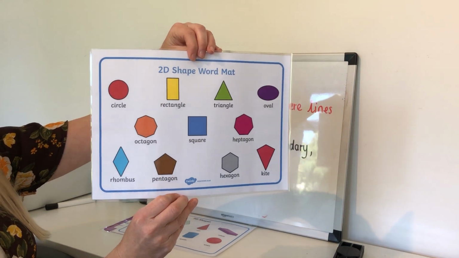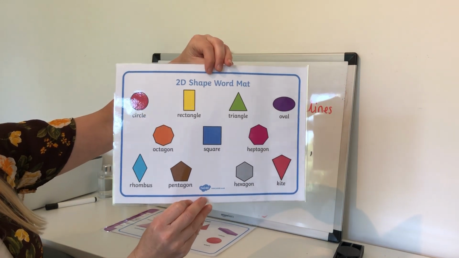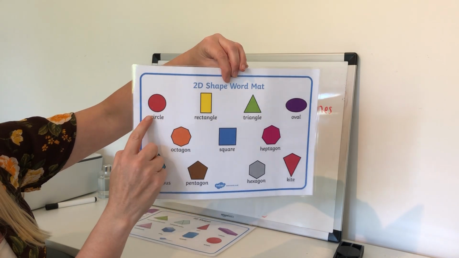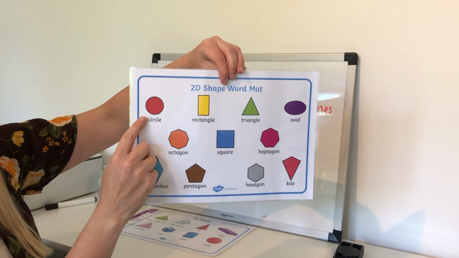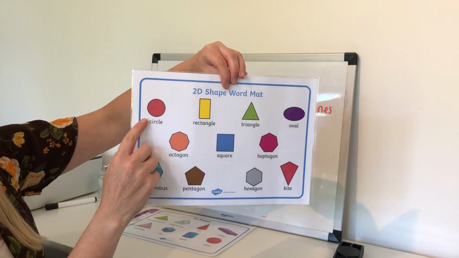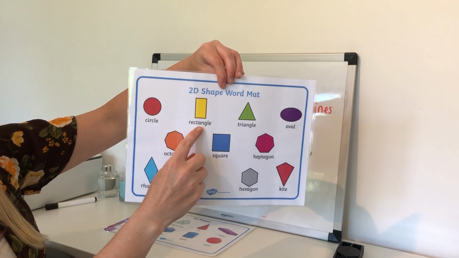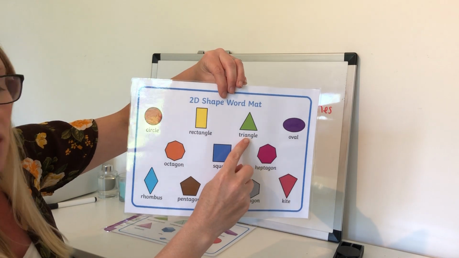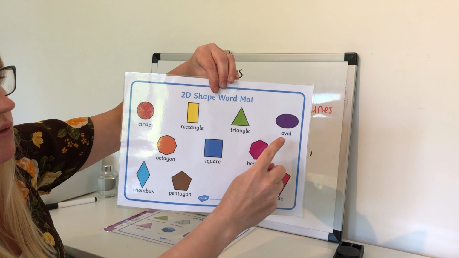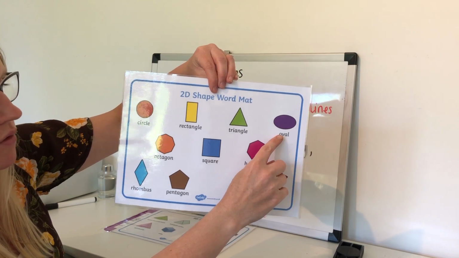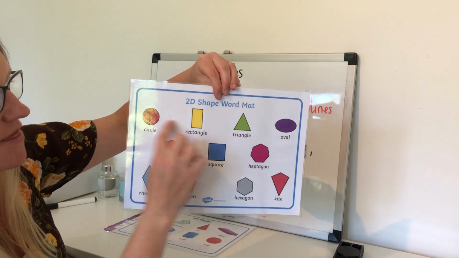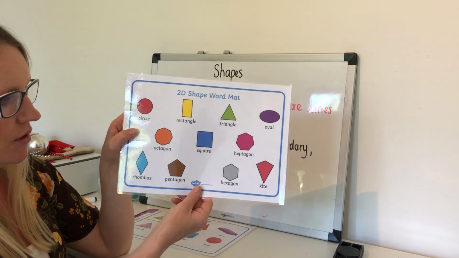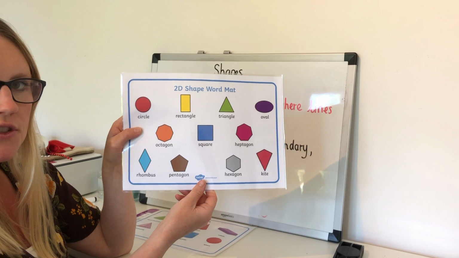I'd like you to look at my poster of 2D shapes and see which ones you already know. I bet you all know this one. What's that? It's a circle. And how about this one? We have a rectangle. This one, triangle, oval, square. Now they're the 5 that I think you'll definitely know. But let's see if we know some more.